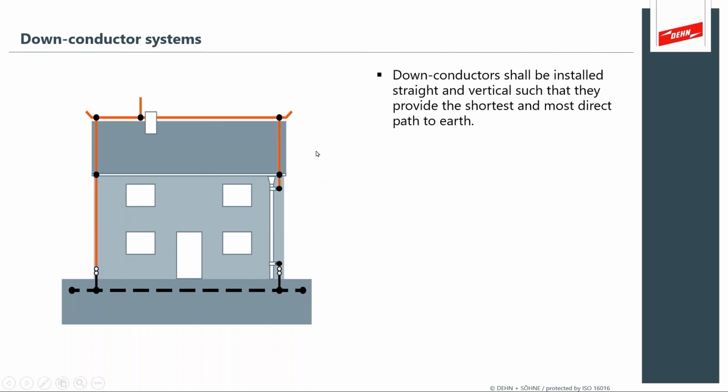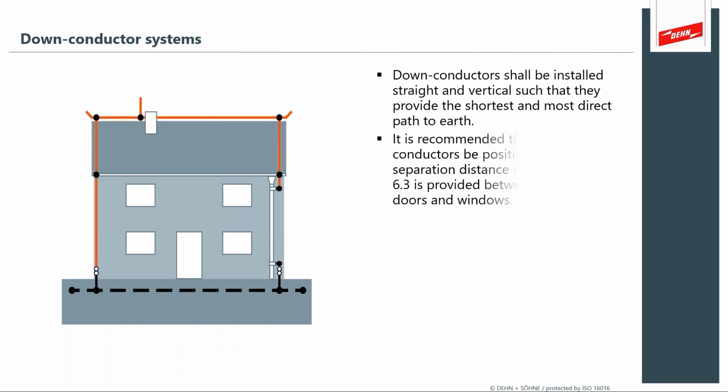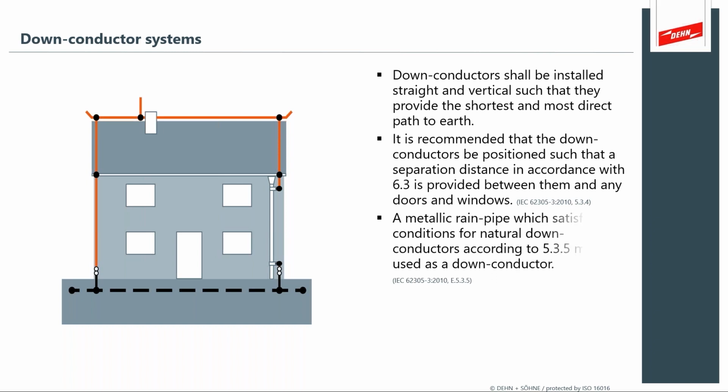If you had a big curve or a big S curve in this down conductor, it'll impose more inductance. So when the current is flowing through an inductor, it will build up more voltage and it could build up to side flash. So that's one of the key aspects. You want to make sure that the separation distance is not ignored.